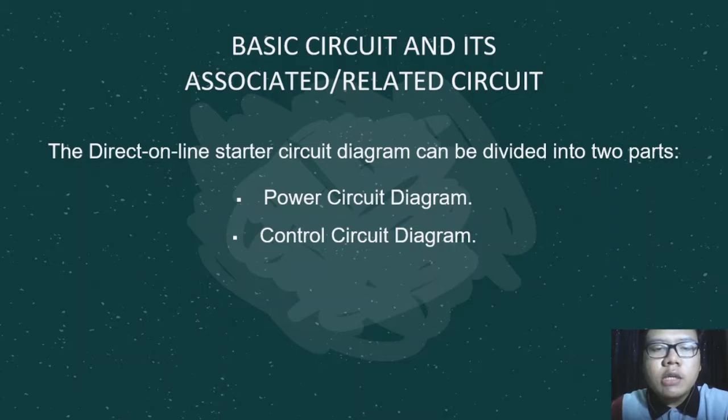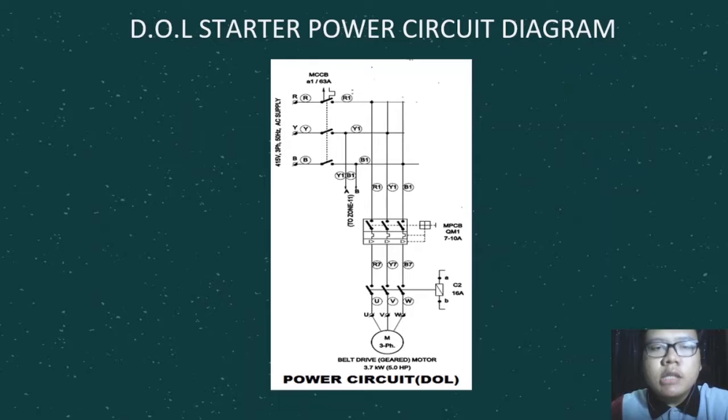Okay, the direct online starter circuit diagram can be divided into two parts. One is the power circuit diagram and two is the control circuit diagram. This is the DOL starter power circuit diagram I show you. The power circuit diagram of the DOL starter consists of the following parts. One is the MCCB or switch fuse unit. Two is the motor protection circuit breaker, MPCB, or OL relay. Then the power contactor of AC3 rating.